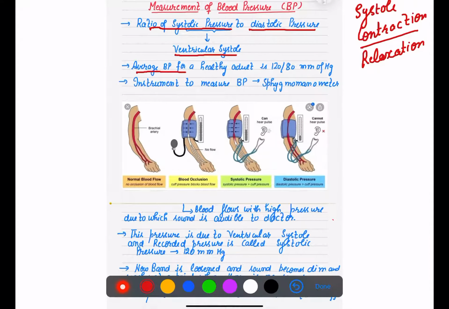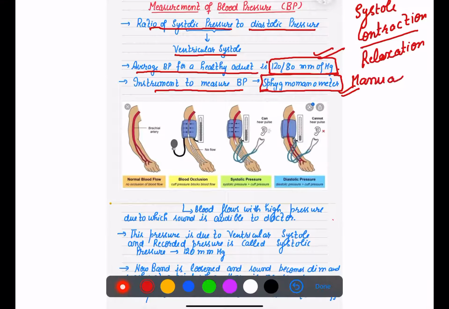So average BP of a healthy adult आपको पता होना चाहिए, that is 120/80 mm of mercury, that is its units. Never ever write in your exam BP without unit. Instrument which is used to measure blood pressure is sphygmomanometer. This is the manual one, these days battery operated ones are used, but if you have to regulate BP manually, then sphygmomanometer is used.